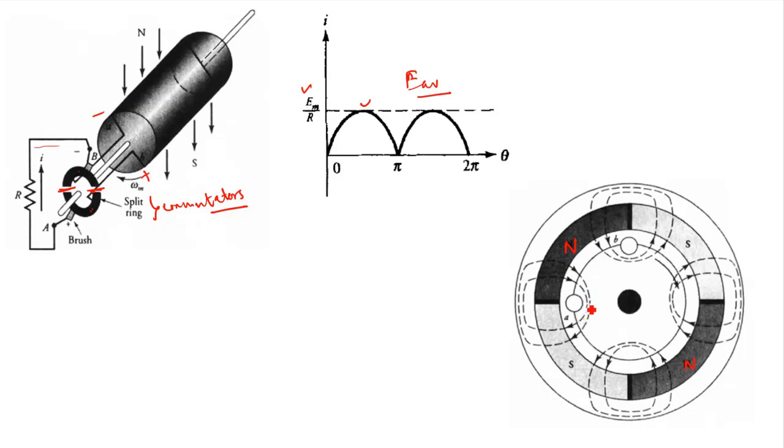Now we have 2 coils. Again, we are considering 2 coils. Whenever we put the coil, that means the coil span, we call it the coil span. Coil span means the angular difference between the 2 sides of a coil.